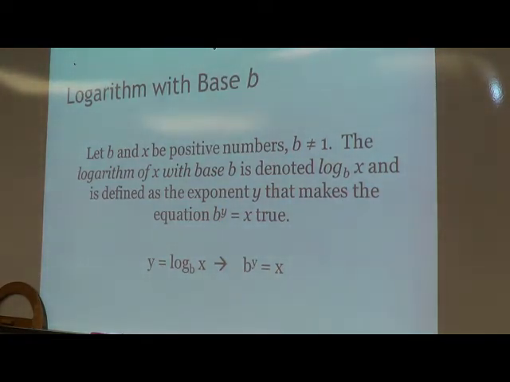So now let's take a look at what it looks like. We say logarithm with base b. So let b and x be positive numbers. The logarithm of x with base b is denoted by log, and you say log base b of x, and is defined as the exponent y that makes the equation b to the y power equal x true. So really what you're doing is you're isolating the exponent. You're saying y is the exponent, and log base b of x, you rewrite that as b to the y power equals x. So we're rearranging it a little bit when we take the log and finding out what that means and what that equals.